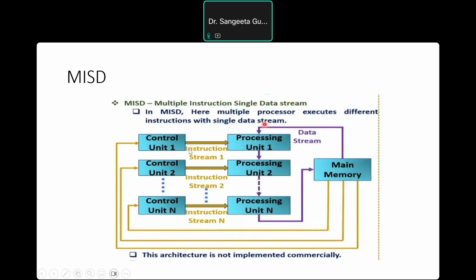Coming to the next one, we have multiple instruction and single data stream. Here, there are multiple processing units which are executing multiple instructions, but they all rely on a single memory unit to fetch the data. Practically speaking, there are no current systems built using this approach because this architecture is not implemented commercially. But where speed and time constraints are immaterial, this approach can be used.